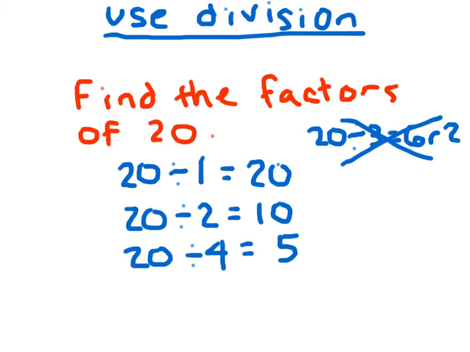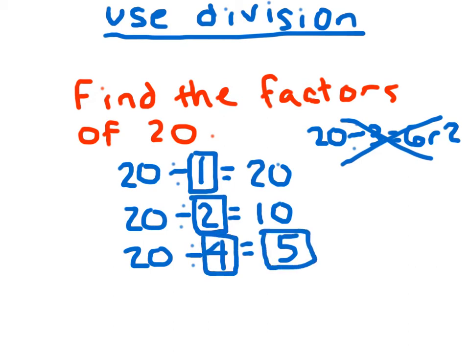All I need to do now is just to list them. And then so I list them. I see 1, I see 2, I see 4, I see 5, I see 10, and I see 20 as those factors of 20.